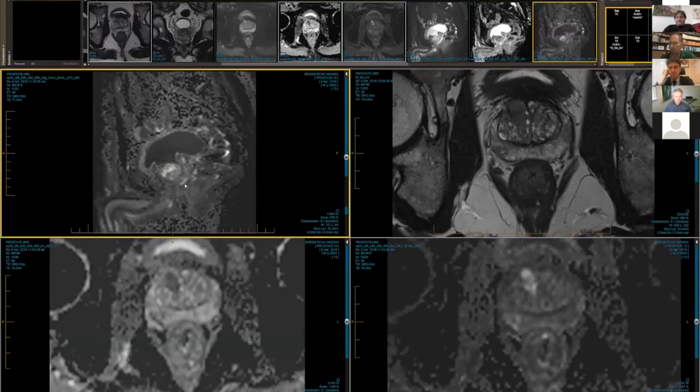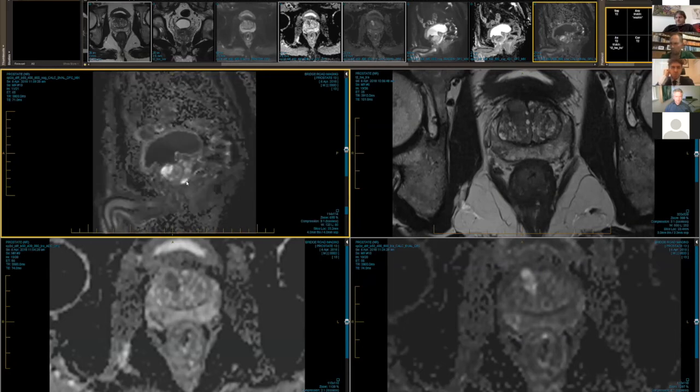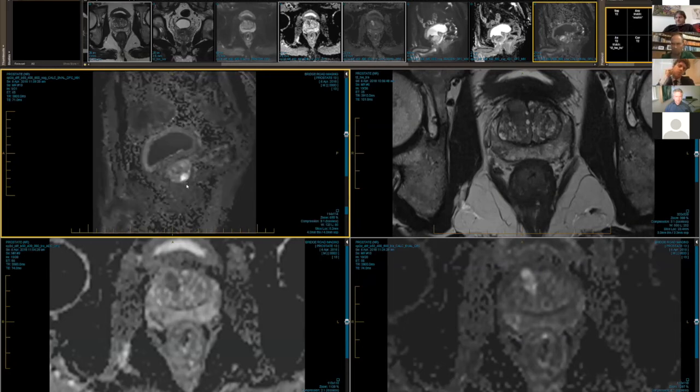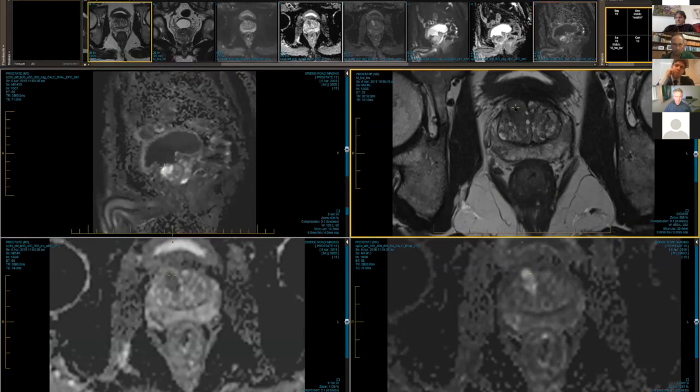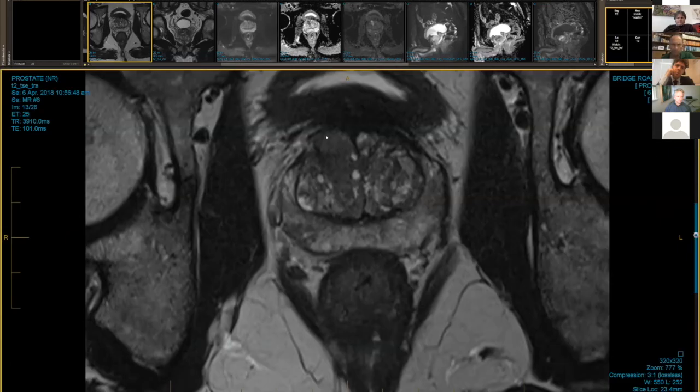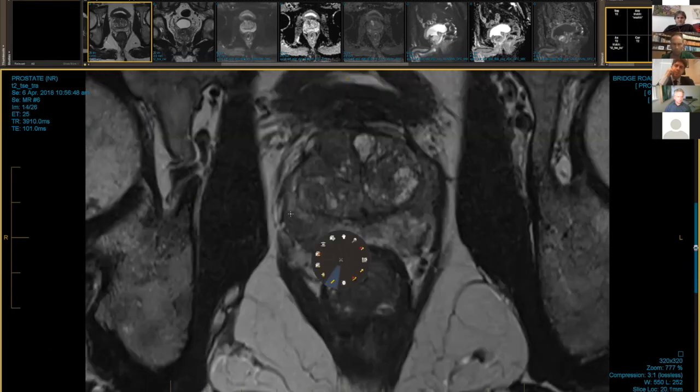This is the easy one, the one in the peripheral zone, because diffusion is the dominant sequence in the peripheral zone. I'm very confident this is another PIRADS 5 lesion. The anterior lesion measures 1.7 centimetres, the posterior lesion 1.5 centimetres. If we look at extracapsular extension, there is a capsular bulge here on the anterior lesion, which is suspicious. And here, it abuts the capsule. If I measure that out, it abuts the capsule by 1.4 centimetres or thereabouts.